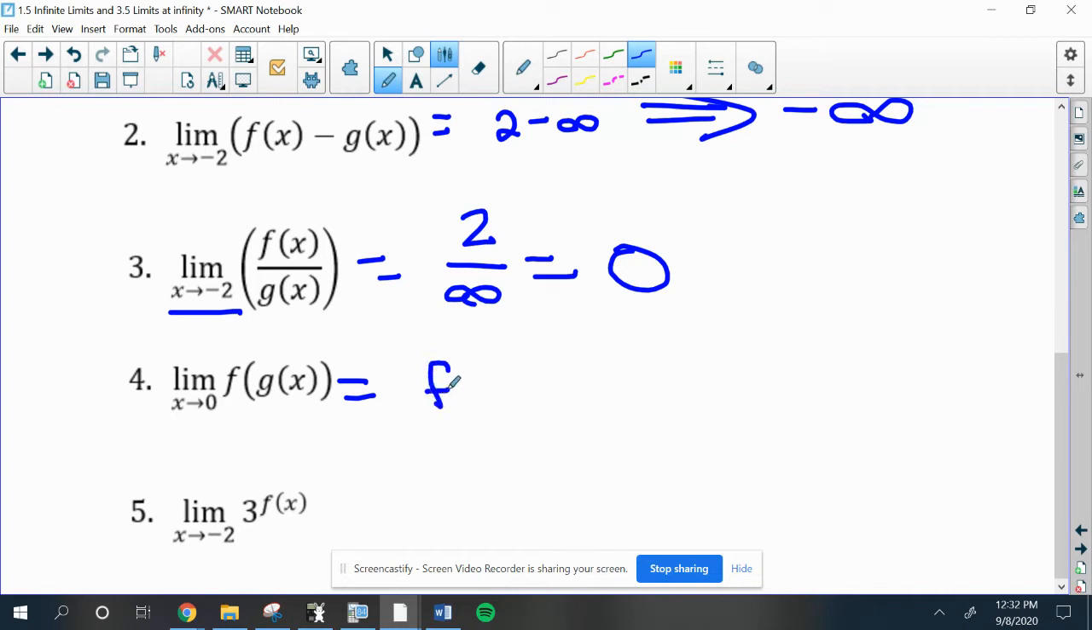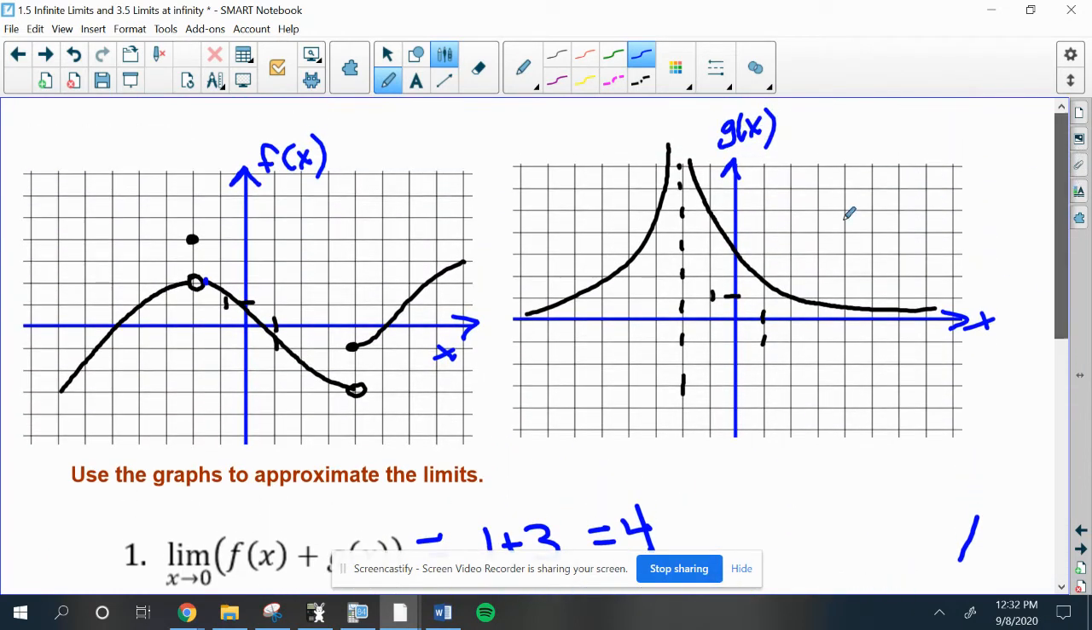The next one, you're going to have to recall how to do a composite function, but basically you do the inside first. So when you have the limit of a composite function, you can just figure out the limit of g first, and then evaluate f at the answer. So as x approaches 0 of g of x, that turns out to be 3.